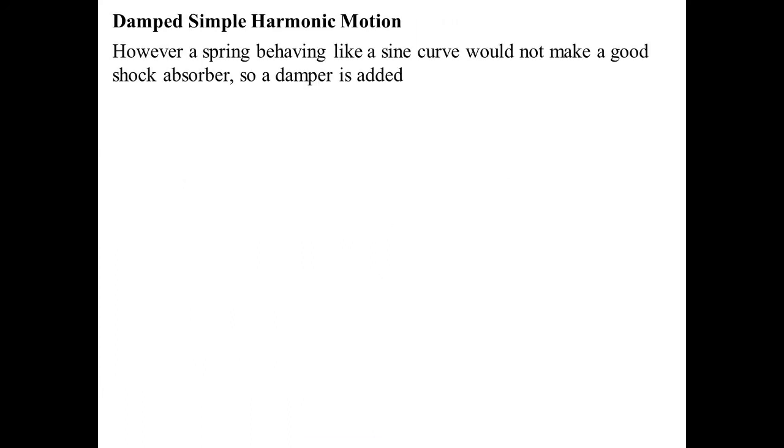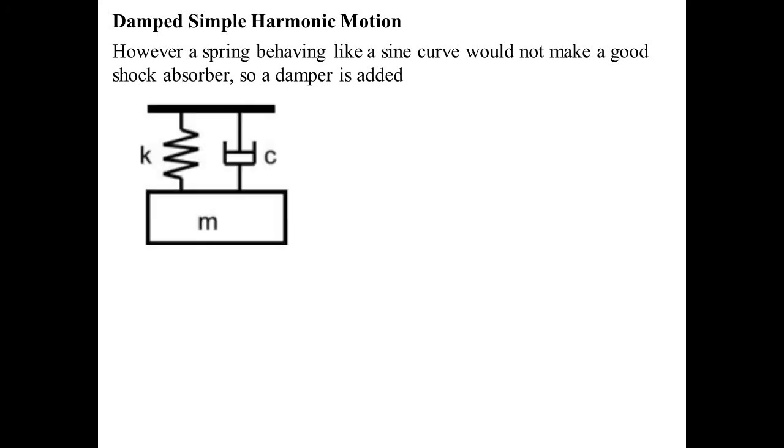But let's take this even further. A spring, so what we're saying, a spring is behaving like a sine curve. If you think of a spring, you pull it down, what does it do? It goes up and down, up and down, up and down. That makes sense. But if I wanted to use that spring as a shock absorber, then it wouldn't really be good. Imagine you're in your car and it's just acting like a sine curve. You'll be driving along and the car will be going up and down, up and down, up and down. Not what you want. You need to add what's called a damper.